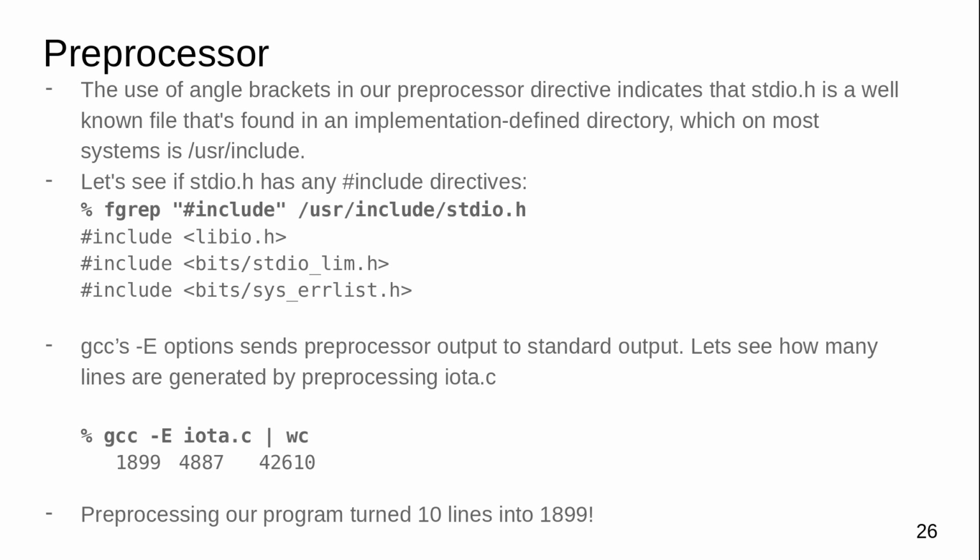So as we talked about earlier, GCC's -E option sends the preprocessor output to standard output. So let's see how many lines are generated by preprocessing iota.c. So we run our iota program through the preprocessor with the -E option, and if you recall, our program was only 10 lines long. After we've run it through the preprocessor, it becomes almost 1900 lines long. So all these things are being pulled out of these other files that are being included and basically pasted into our small little program.